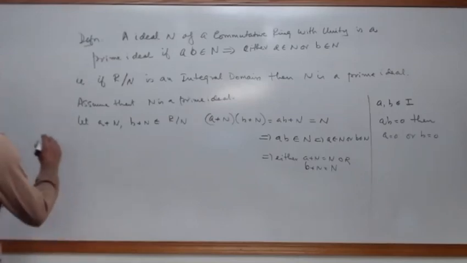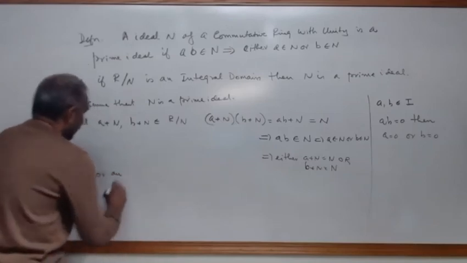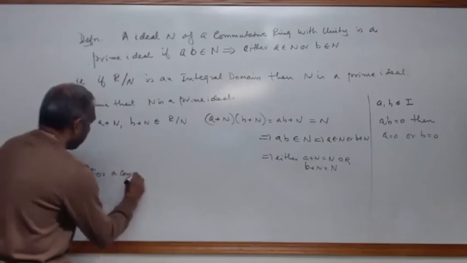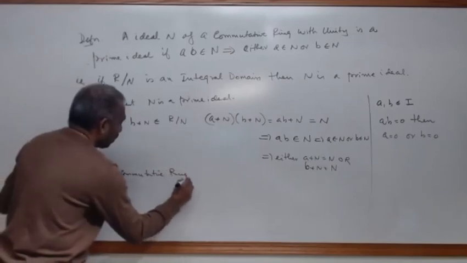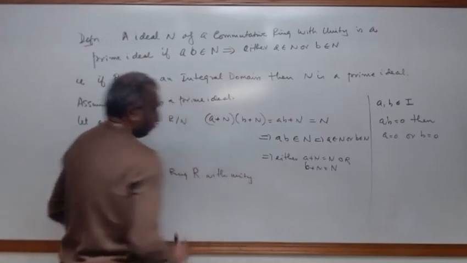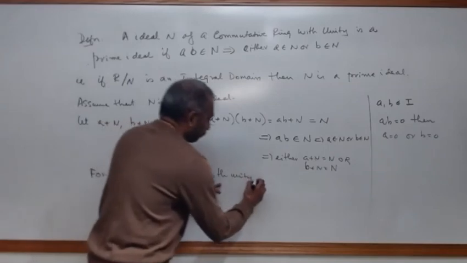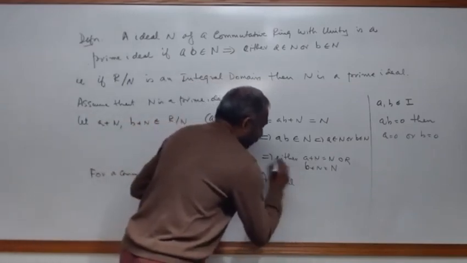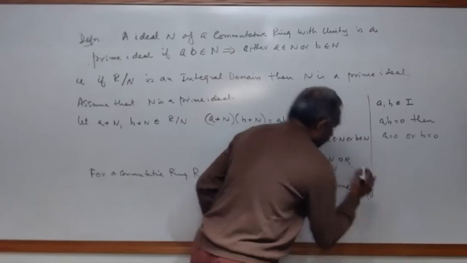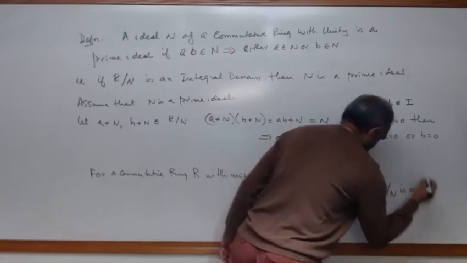So the next result is, for a commutative ring R with unity, an ideal N is prime if and only if R by N is an integral domain.